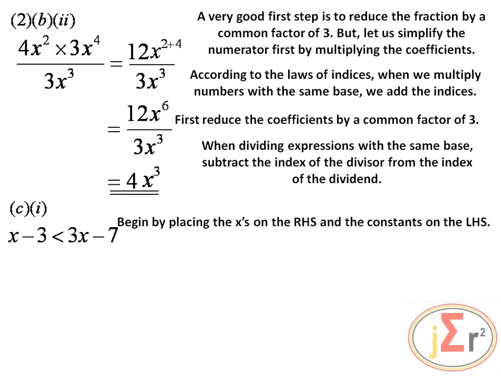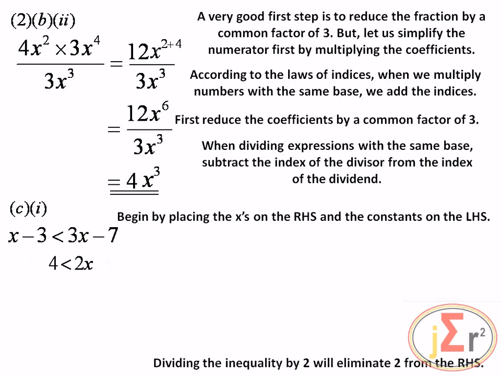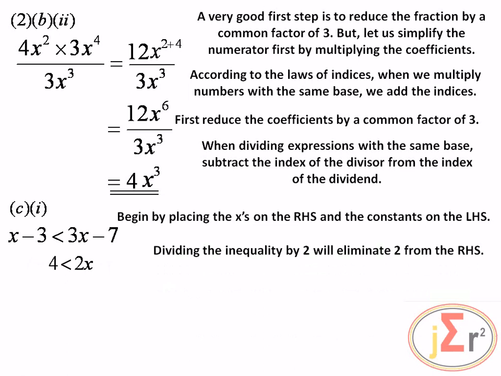Solve that inequality. Begin by placing the x's on the right hand side and the constants on the left hand side. Negative 3 here, negative 7 here, transposed to be a positive 7, and also this positive x here, we will have a negative x. So we have 7 minus 3 is equal to 4, and 3x minus x is equal to 2x. Then we will divide the inequality by 2, eliminating x from the right hand side, and on the left hand side we have 4 divided by 2, which is 2.